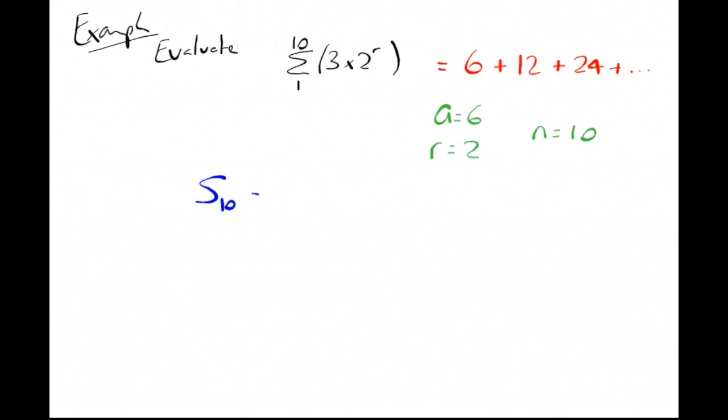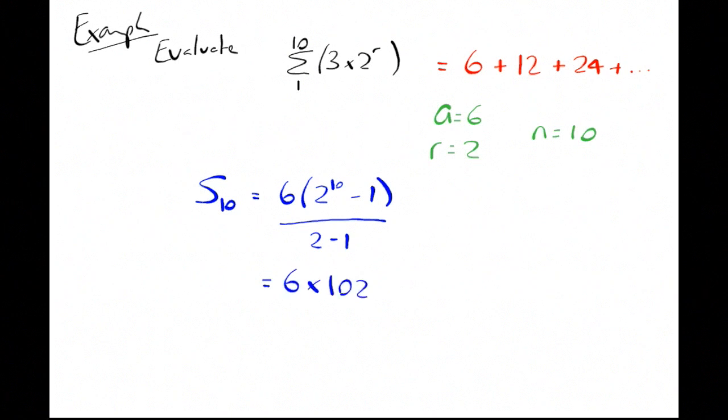S10 equals A, which is 6, brackets, R to the power n, which is 2 to the power 10 minus 1, all over R minus 1, so that's over 2 minus 1. 2 to the power 10 is 1024, so I've got 6 times 1023. 2 minus 1 is just 1. 6 lots of 1023 is going to be 6138.